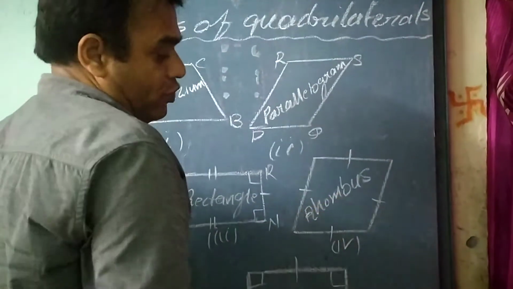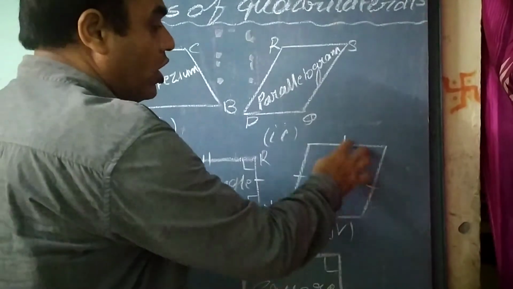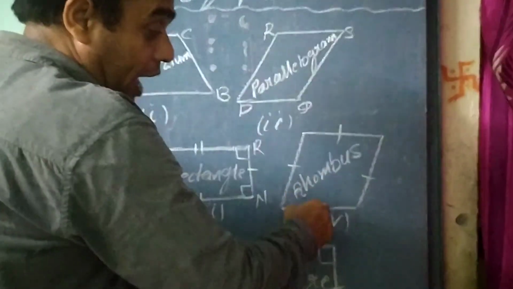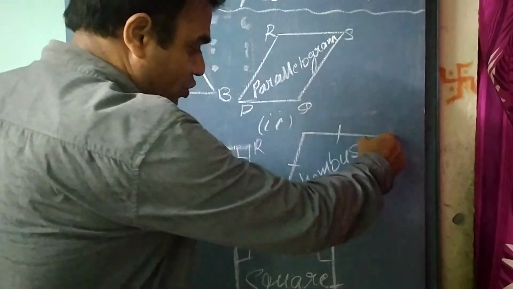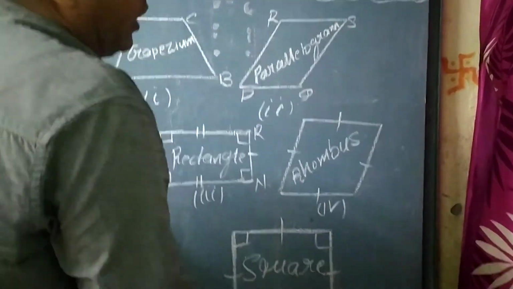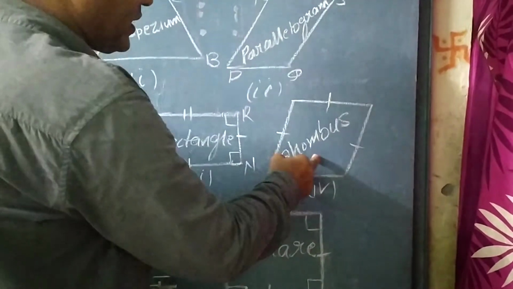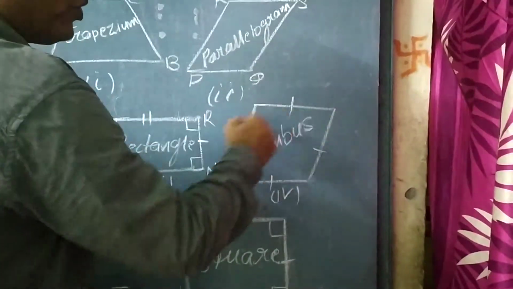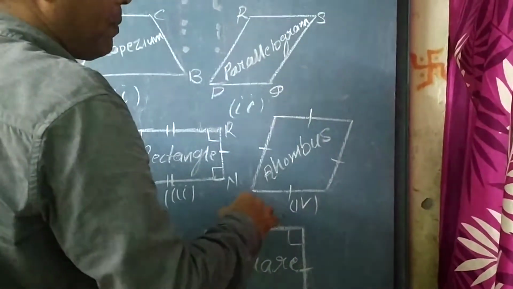Now here is the rhombus. In a rhombus, all sides are equal. As you can see, all sides are equal and parallel. This side is parallel to this side, and this side is also parallel to this side. So we can say that a rhombus can be a parallelogram, where the opposite pairs of sides are parallel.